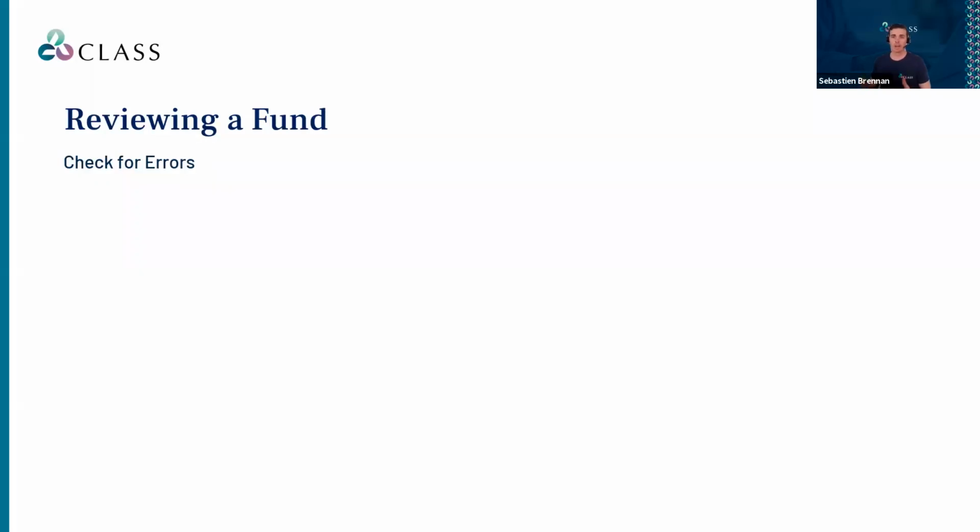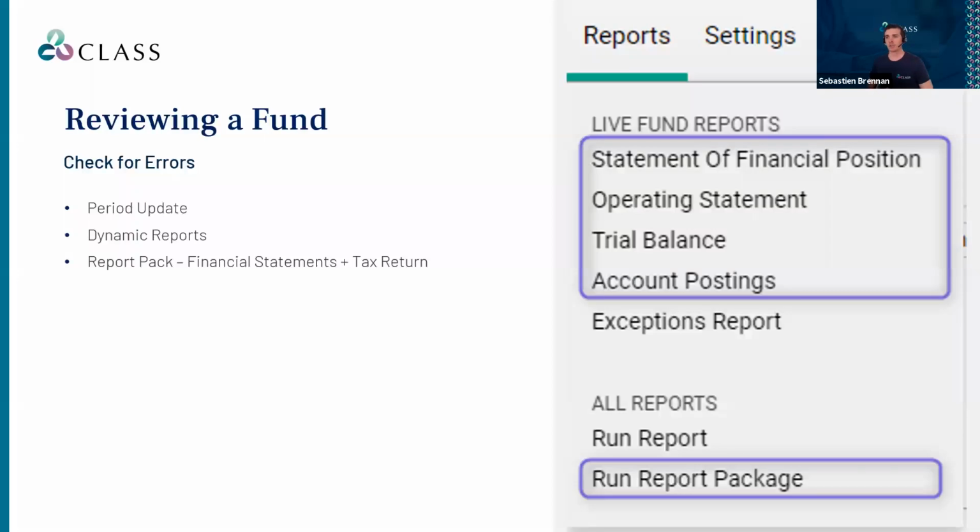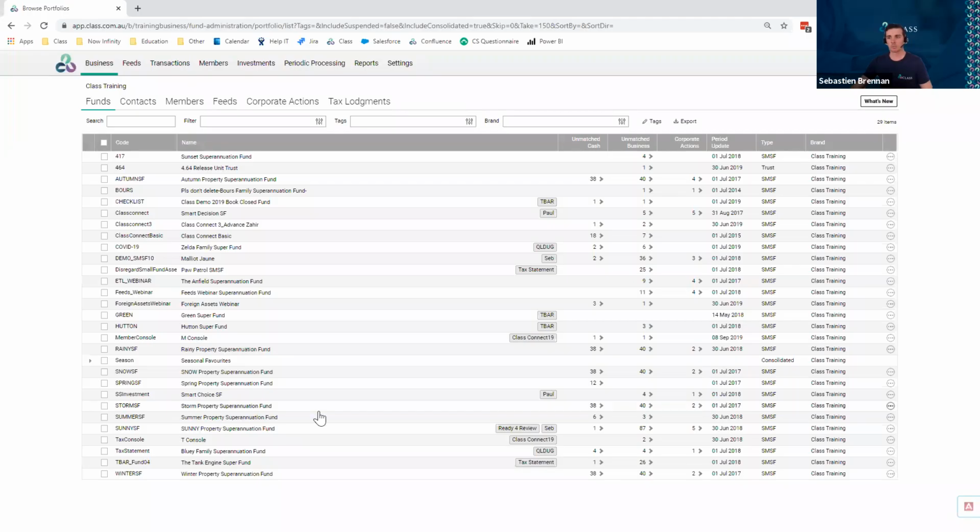Now, what I'd encourage you to do is take a slightly different approach. As your first step, you should be using the Class software to perform your review. The suggested workflow is, once you've done a period update, to go into the dynamic reports and then look at your report pack. I know that not all of you are Class users necessarily. Some of you may just be reviewing the funds that are produced. So let me just jump into Class and show you what we mean by this process.